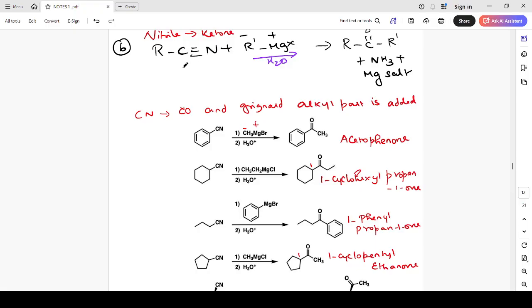So, what is the simplest way of understanding this reaction? The carbon here becomes the ketone. This R dash comes and attacks here. Nitrogen goes out as ammonia, and the remaining will be magnesium salt. Clear?